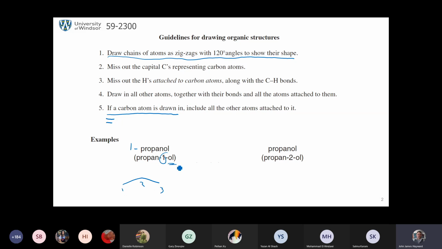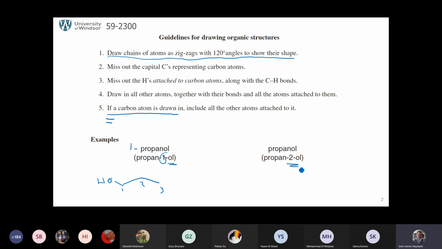And that tells us there's an ol. So which functional group is an ol? Does anyone remember? OH. Oh, yeah, thank you. Alcohol, OH and alcohol. So we're just going to say that at the one position, we draw in an OH. So that's 1-propanol. My handwriting is just as bad as Dr. Trant's. My apologies in advance.